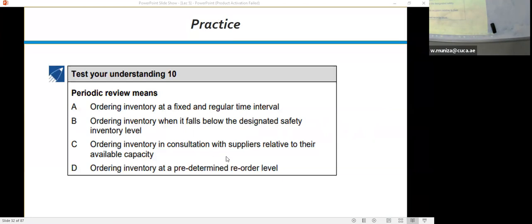Okay, now understanding number 10. Periodic review means ordering inventory at a fixed and regular time interval. Is it? Yes, this is true. So fortunately, the first statement is true. All the others are going to be wrong. Ordering inventory when it falls below the designated safety inventory level? No, we have not discussed it. Ordering inventory in consultation with suppliers relative to their available capacity? No. Ordering inventory at a predetermined reorder level? No. We are going to do the periodic review and we have to make the replenishment order up to the amount of the inventory which needs to be refilled in our warehouse.